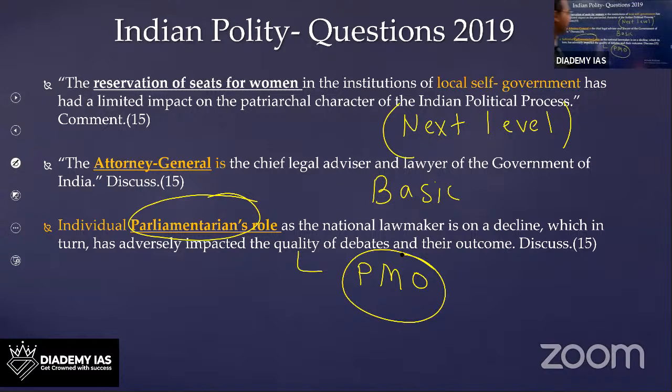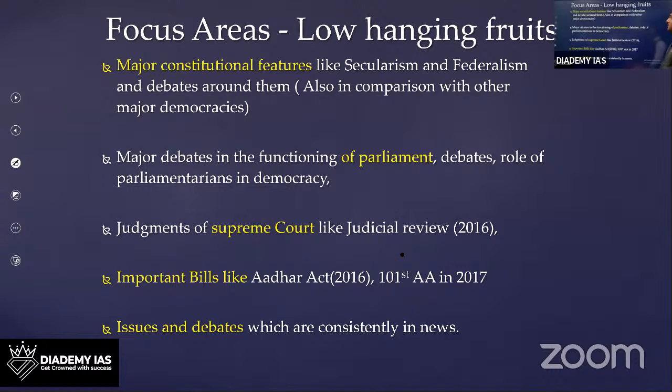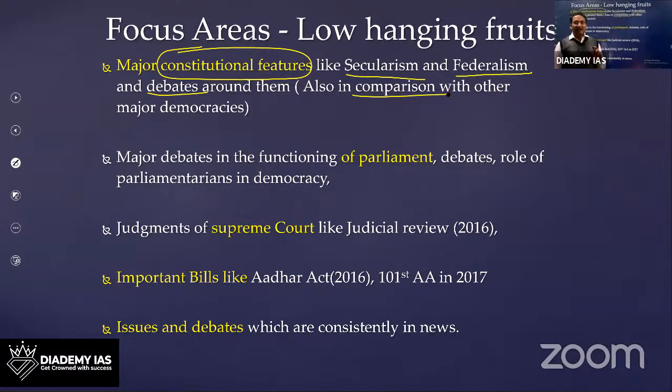Anyways, now let us get back. Now, what are the key areas? और कौन कौन से एरियाज है जहां पर हमें ज्यादा फोकस करना होगा? नंबर 1, मेजर कॉन्स्टिट्यूशनल फीचर्स. फॉर एग्जांपल, आई टोल्ड यू सेक्युलरिज्म, फेडरलिज्म, various debates which are surrounding secularism, surrounding federalism, and also the comparison of these fundamental topic with the other democracies, because next year they can ask the federalism of India and federalism of USA.